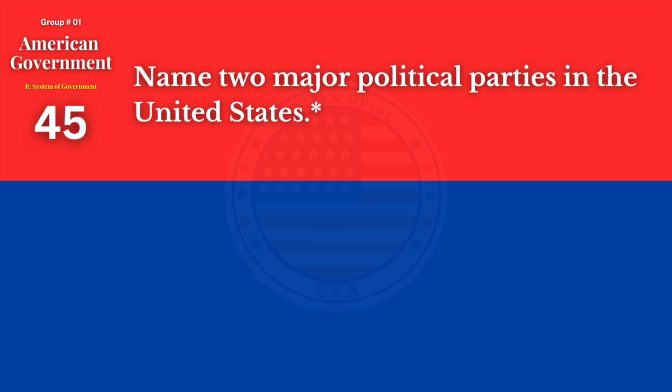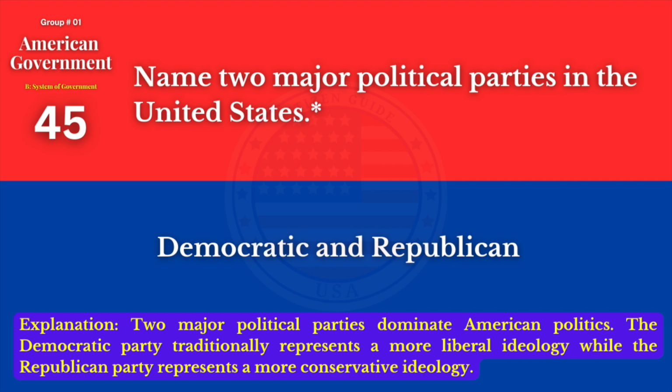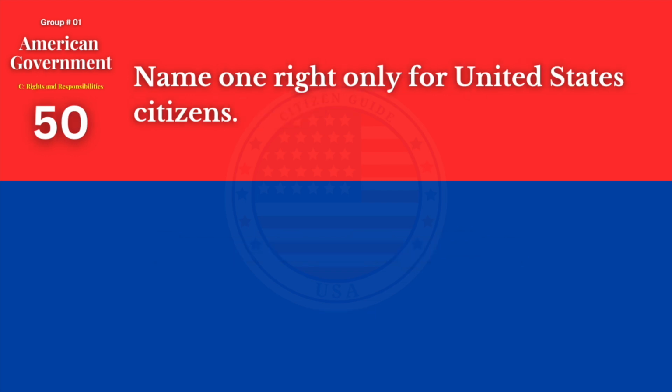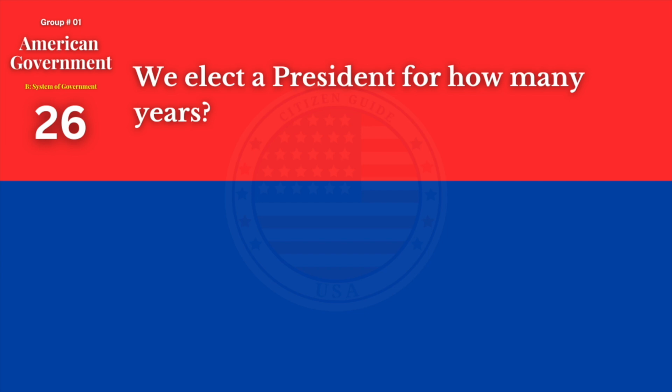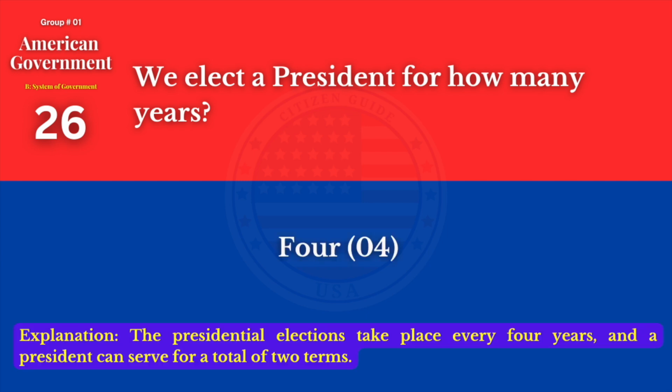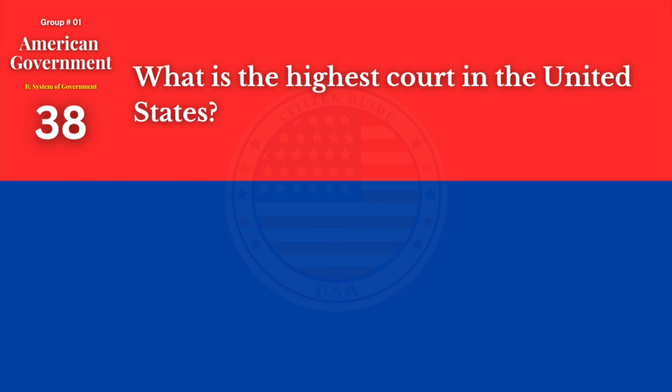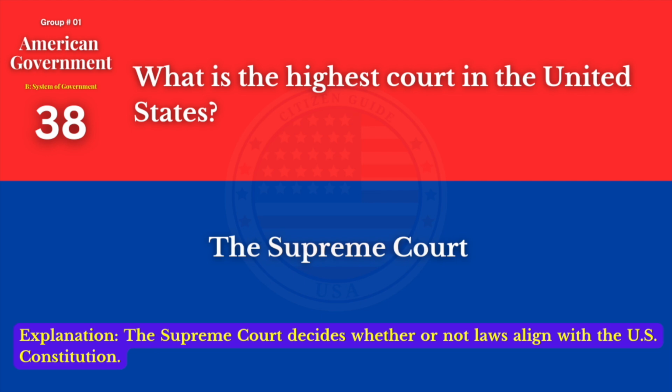Name two major political parties in the United States. Democratic and Republican. Name one right only for United States citizens. Vote in a federal election. We elect a president for how many years? 4. What is the highest court in the United States? The Supreme Court.